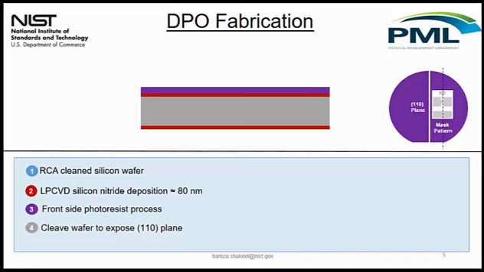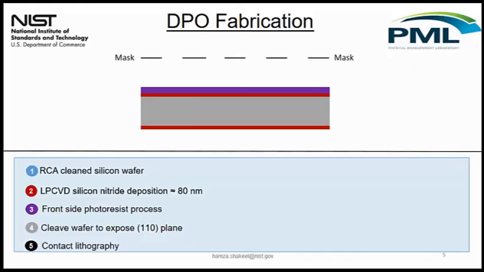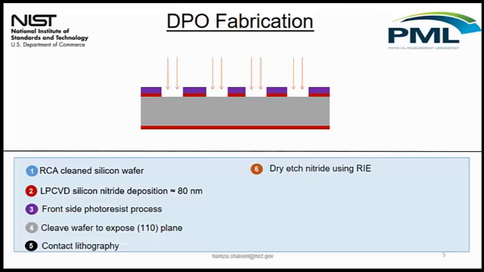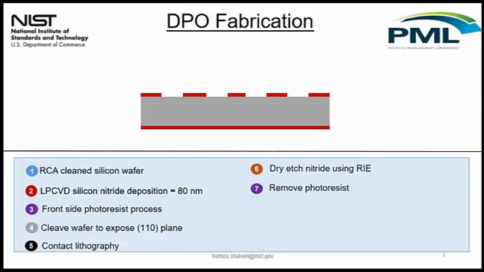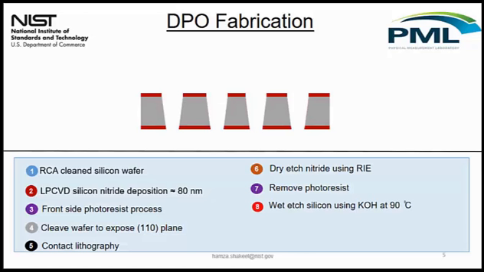Part of the reason we want to align our pattern, which is shown on this diagram, is that we want to have an anisotropically etched device. And for that, we have to align our pattern with this exposed 110 plane. So we do contact lithography, and then afterwards dry etch nitride. Then this will give us a hard nitride etch mask that we are going to use for wet etching.